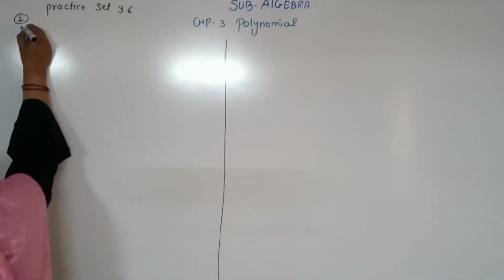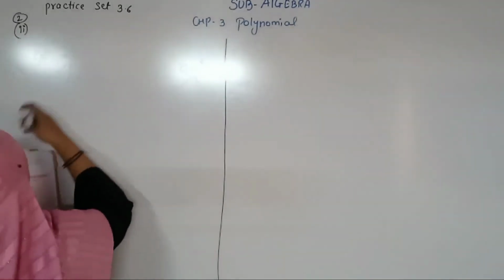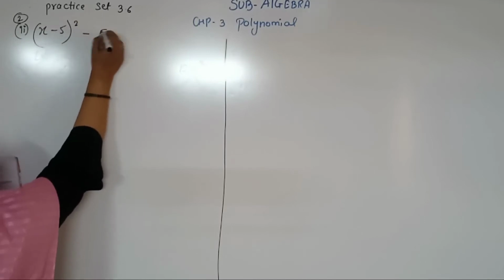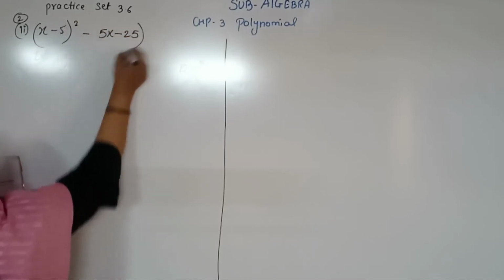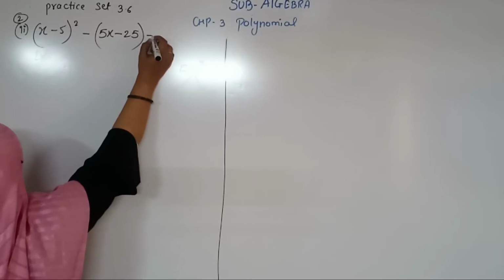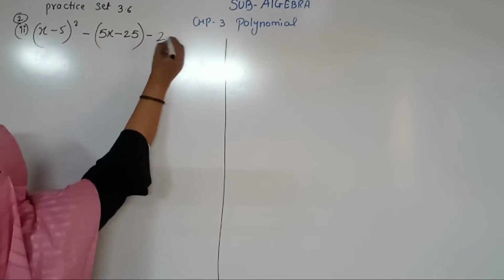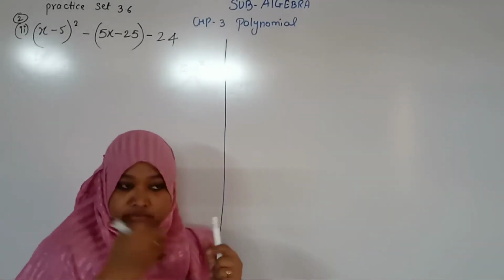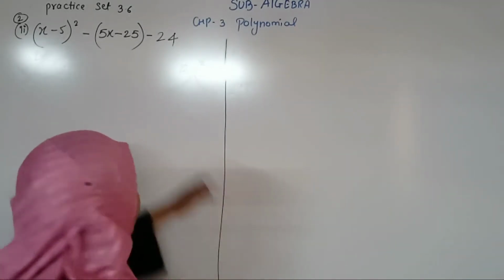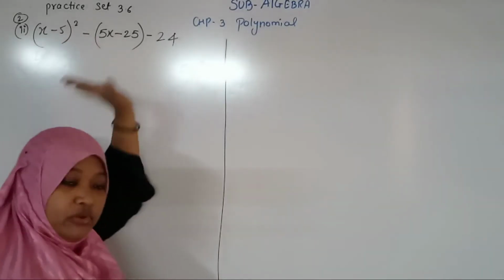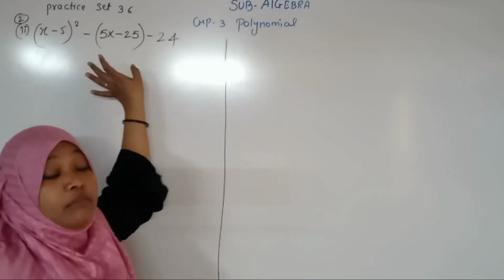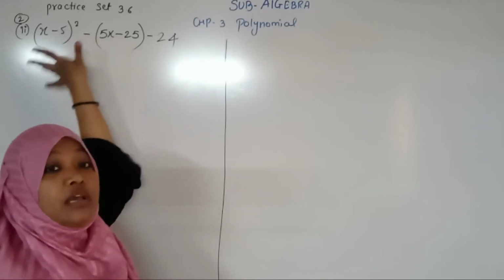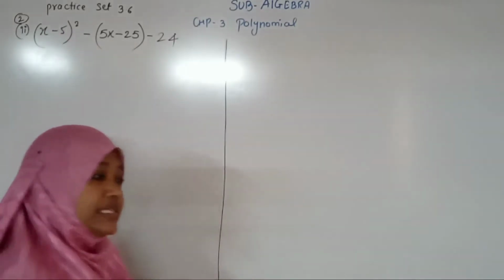Question number 2, that is x minus 5 the whole square minus 5x minus 25 minus 24. That is my question. But what I see is that in the first question I had the 2 common brackets, but here we don't have the common bracket. But we can see that we can take the common out from the second bracket and make it the same as the first bracket. See how we can do.